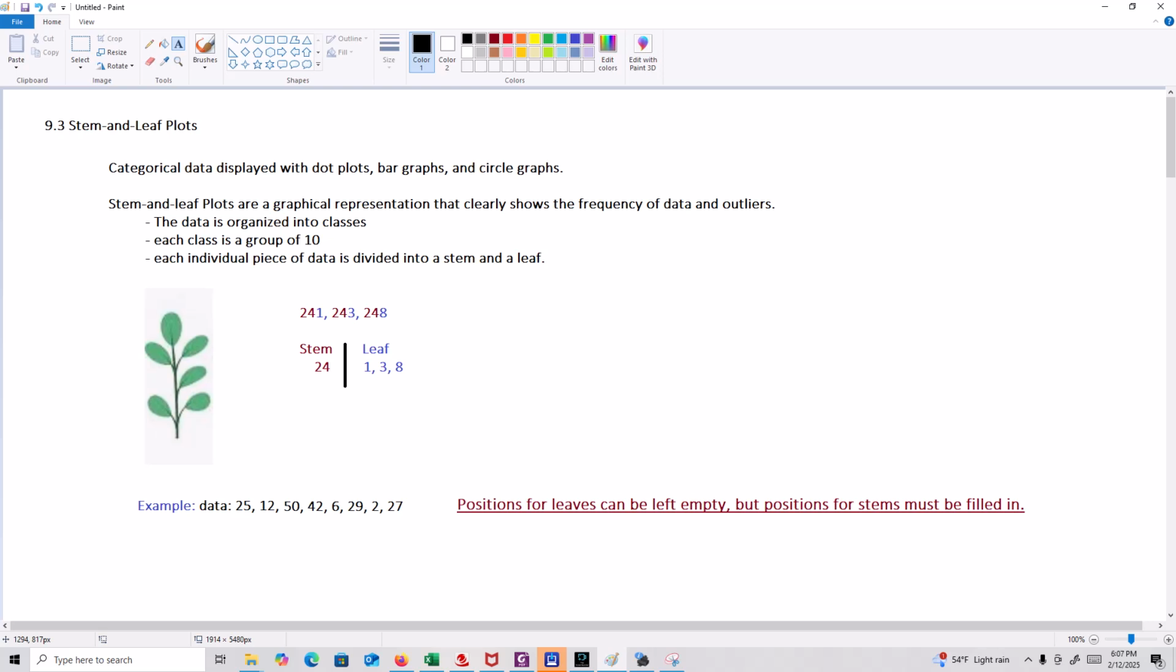Hopefully you remember what an outlier is, but if you don't, I will quickly review what it meant. But an outlier is a number that is not the typical representation of the data.